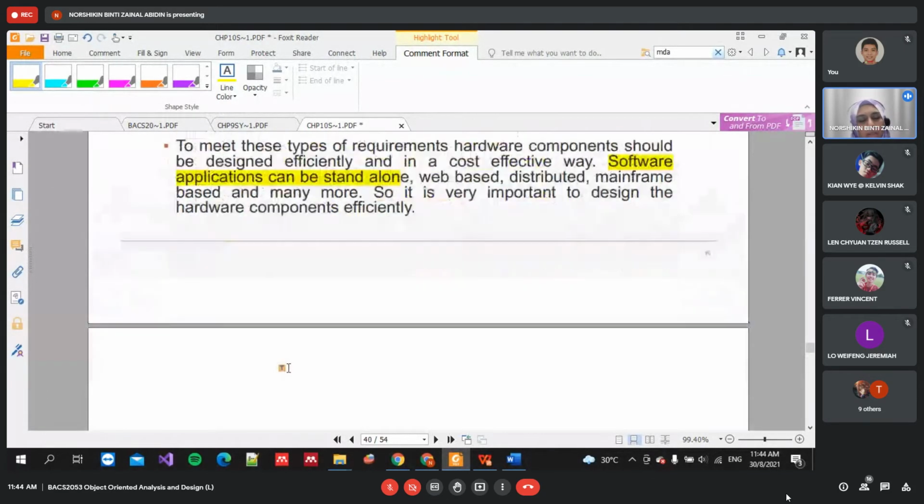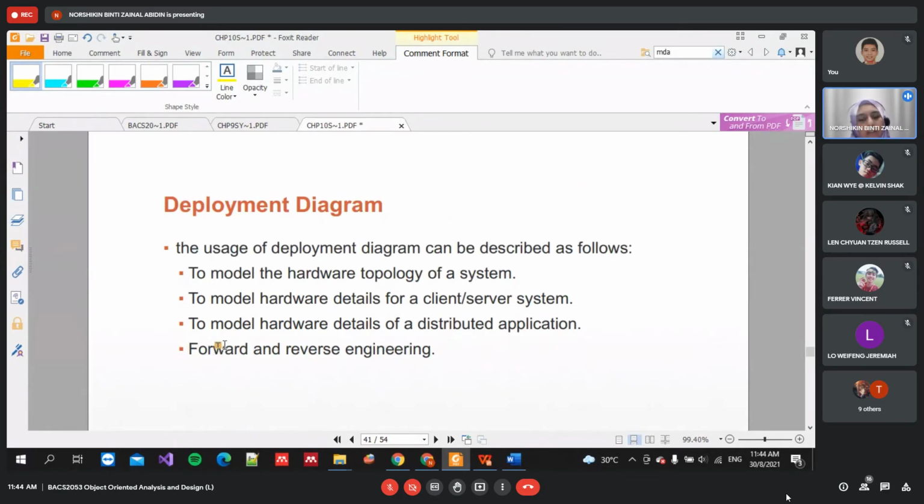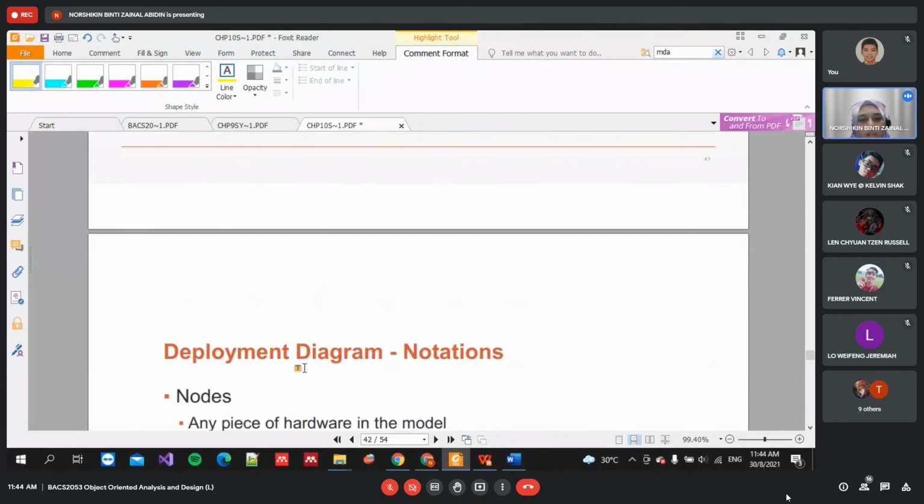Okay, so that is the concept of the deployment diagram. Here is the usage of the deployment diagram: to model the hardware topology, there's a slide later on hardware topology; to model hardware details for a client-server system, and I explained client-server and peer-to-peer last week or the week before; to model the hardware details of a distributed system; and for forward and reverse engineering. So these are the uses of the deployment diagram.